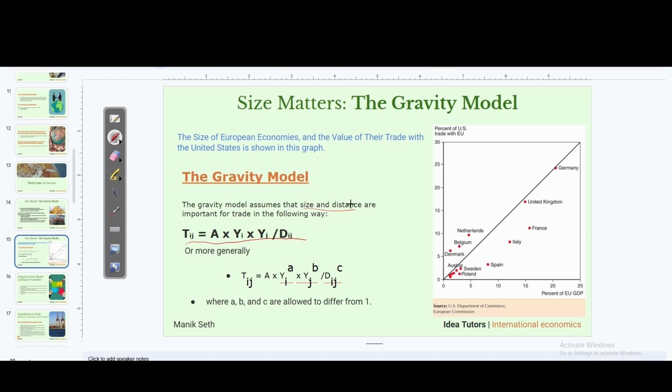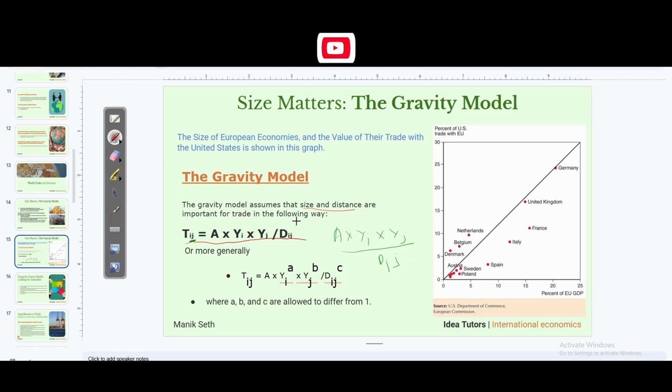Tij is equal to A multiplied by Yi multiplied by Yj divided by Dij. So Yj divided by Dij is the third term. Okay, so what is it? The i and j are for the countries. Tij is the trade between country i and country j, any two countries, and this is the trade between them, Tij.